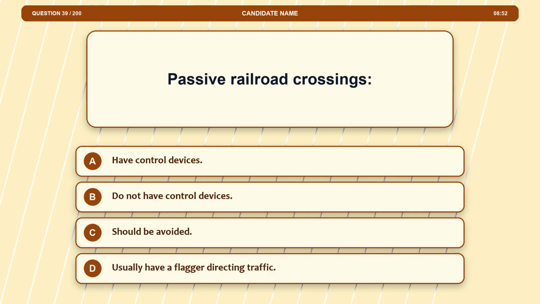Question 39. Passive railroad crossings: Option A, have control devices. Option B, do not have control devices. Option C, should be avoided. Option D, usually have a flagger directing traffic.